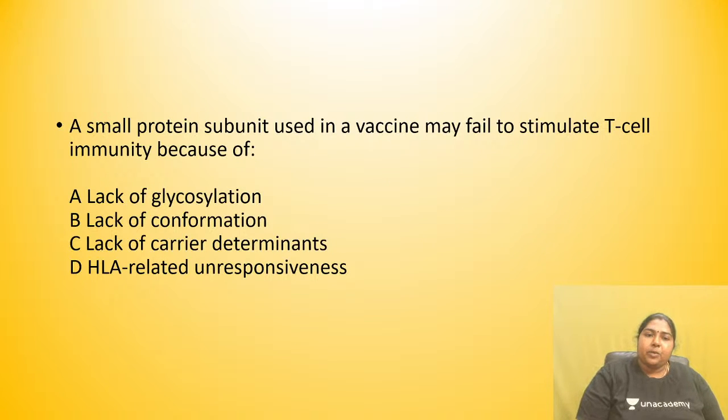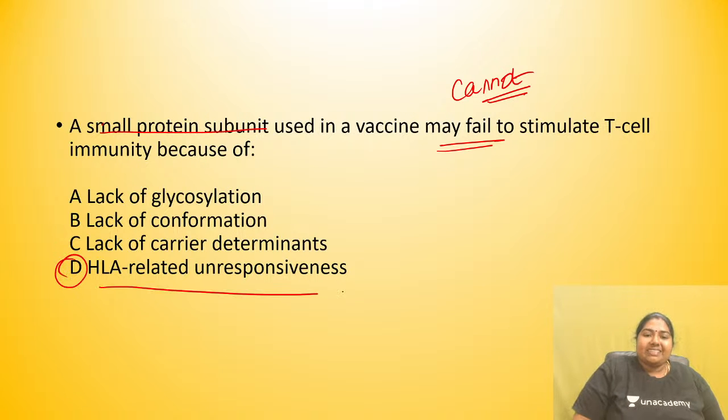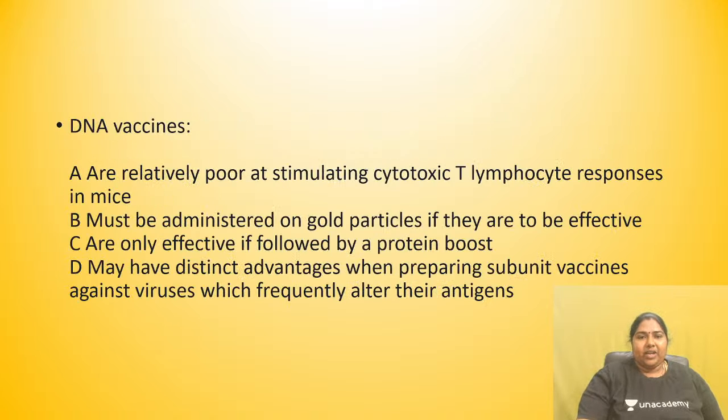And the small subunit protein, it cannot stimulate, it fails. Fails means it cannot stimulate the T cell. Why? It is very small, no? So it is leading to HLA related unresponsiveness. So it is not stimulating. Clear till now? Okay, good everyone.